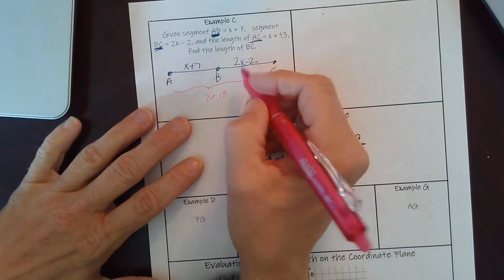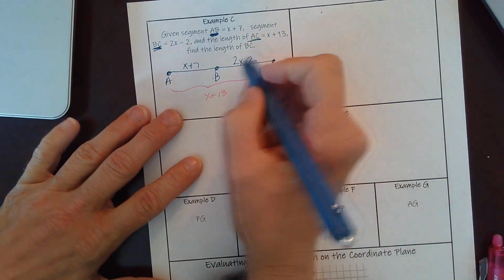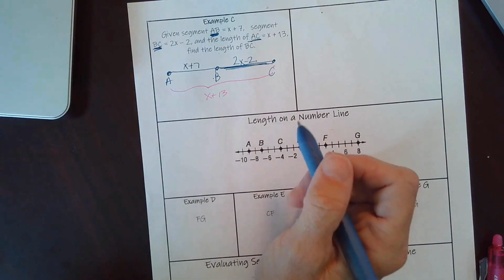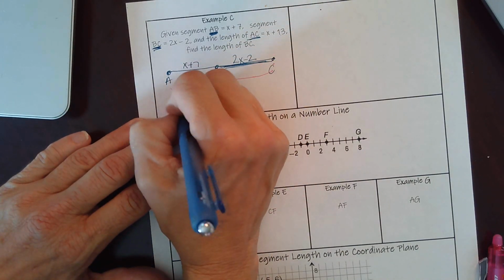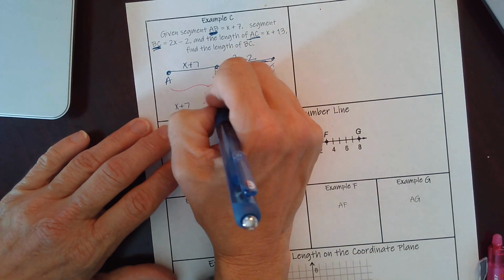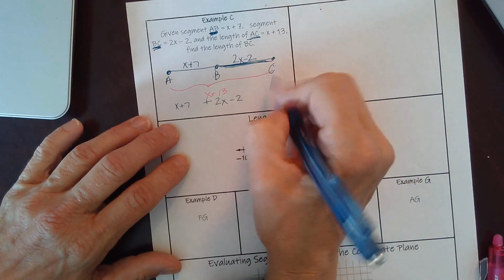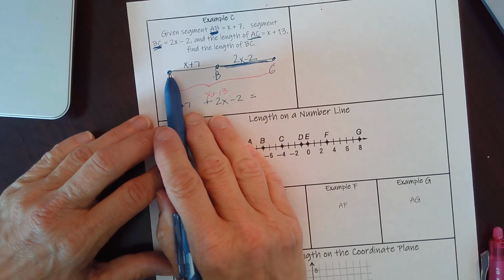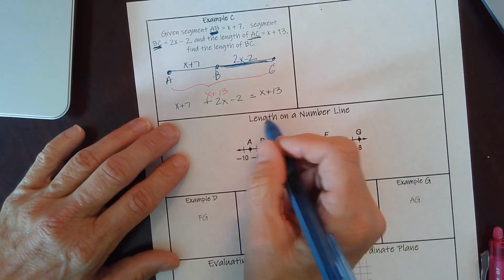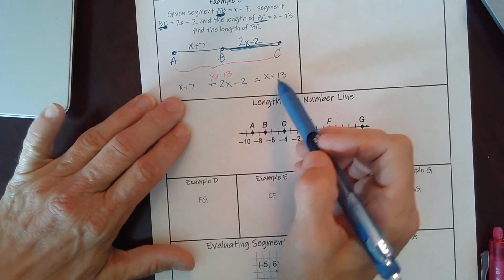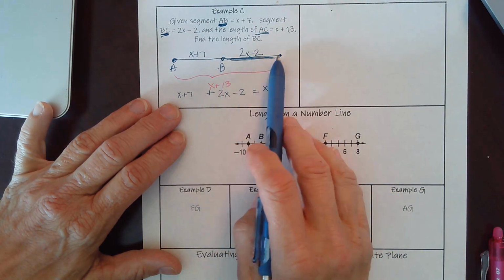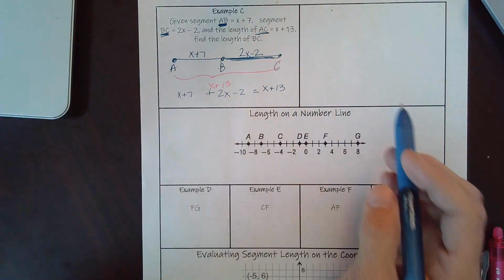So if I want to ultimately find this length right here, I can set up an equation. I can take my AB, which is x plus 7, and add BC, which is 2x minus 2, and I can set it equal to the segment AC, which I know to be x plus 13. If I solve this algebraic equation for x, I can then go back and determine what the length of BC actually is.